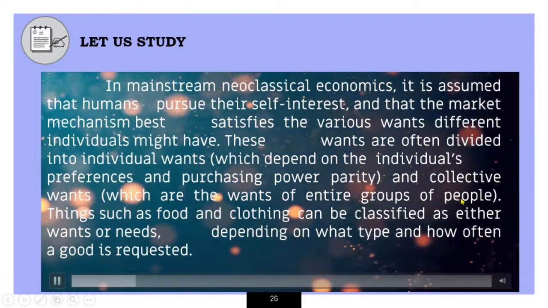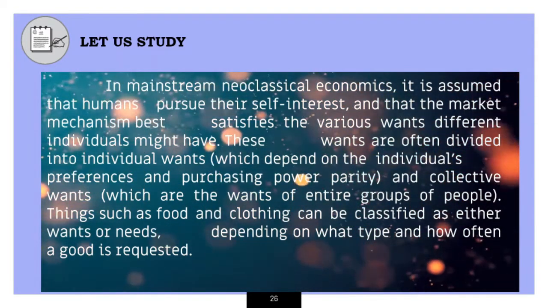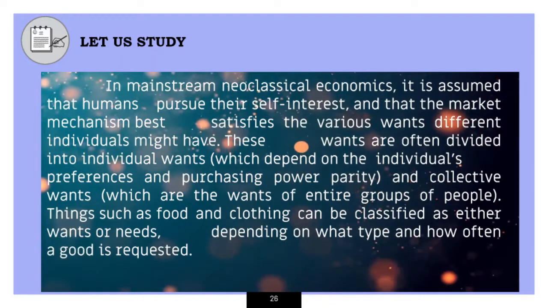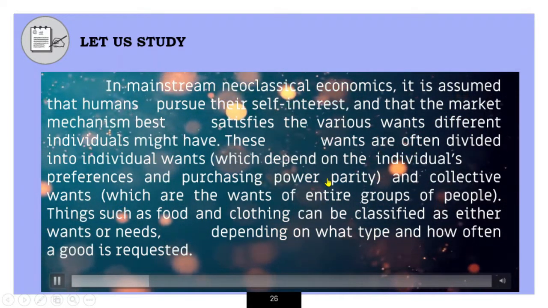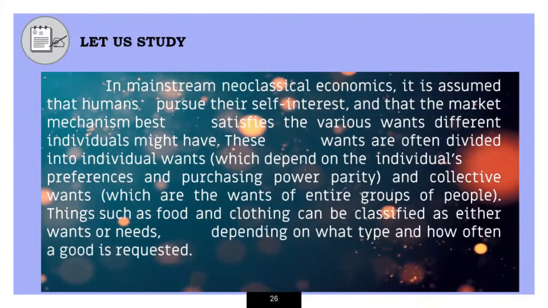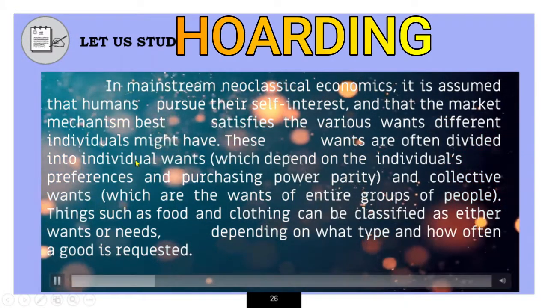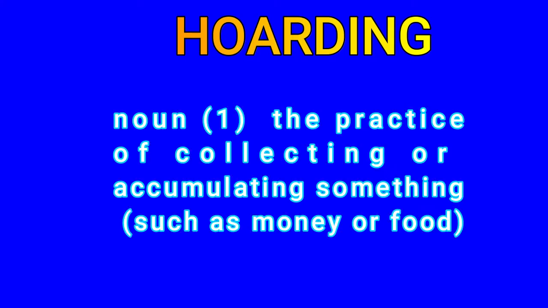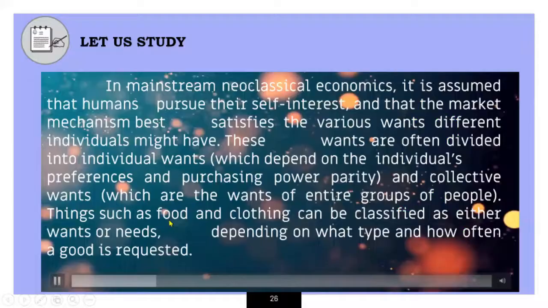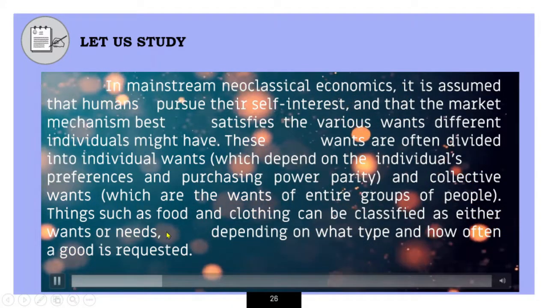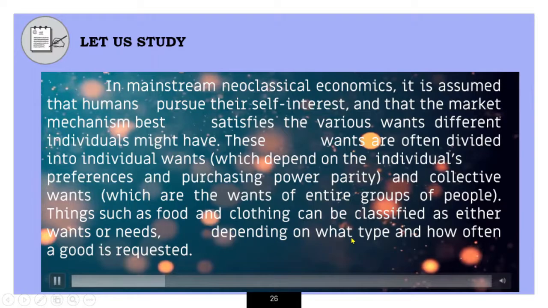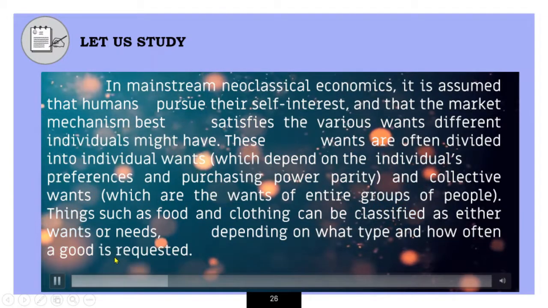That's why, in times of pandemic from the year 2020, we had scarcity in terms of supplies of face masks and face shields. And the word hoarding became so famous. Things such as food and clothing can be classified as either wants or needs, depending on what type and how often a good is requested.